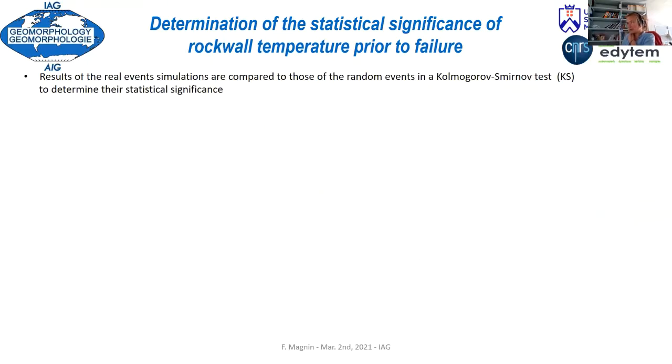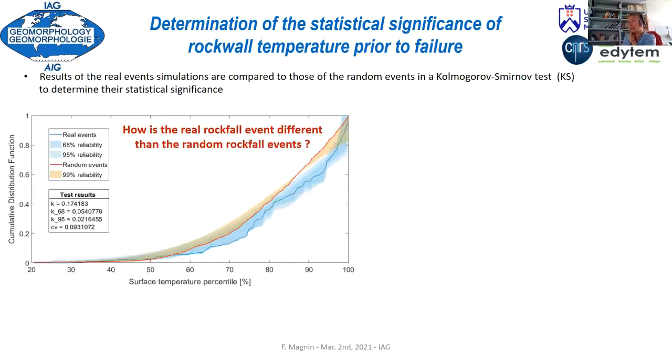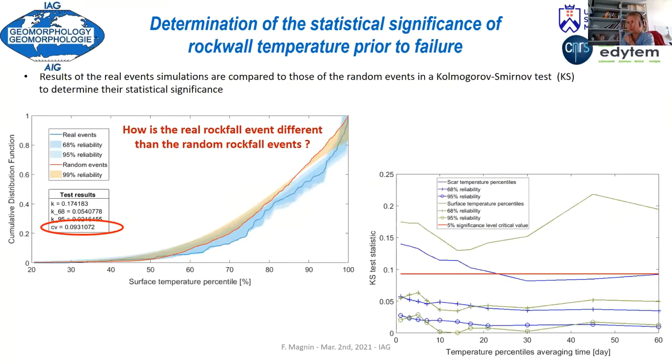Then we perform a test to determine the statistical significance of the result. It's a Kolmogorov-Smirnov test, which basically compares the distribution of the real events with the random events. With this test, we determine a critical value above which all results are significant, which means that what we found for the real events is significantly different from what we found for the random events. And this is the result of the test. This red line is the critical value. Everything above it is statistically significant, and below it we cannot really say whether it's significant or not.